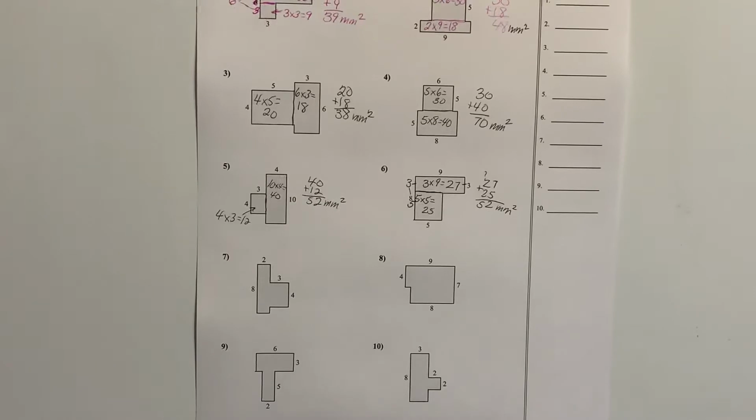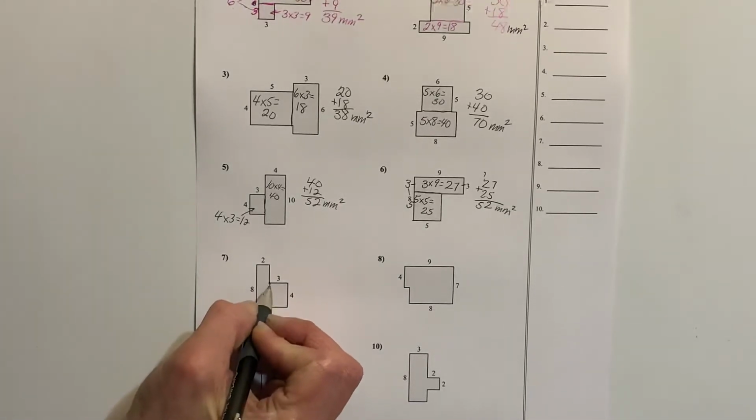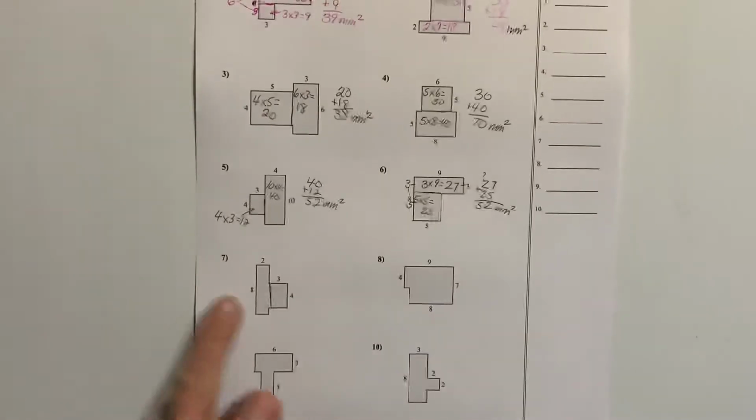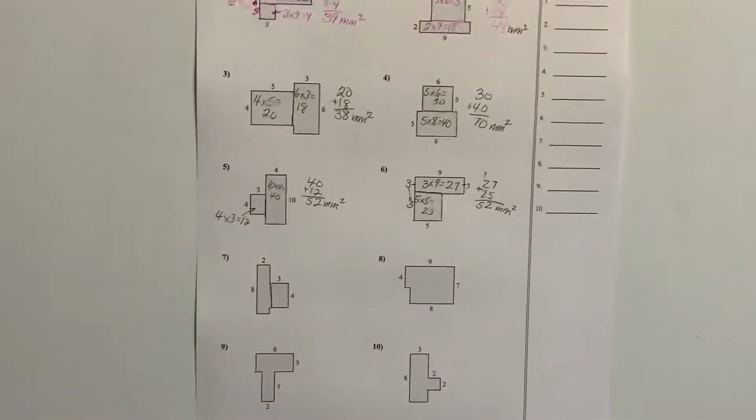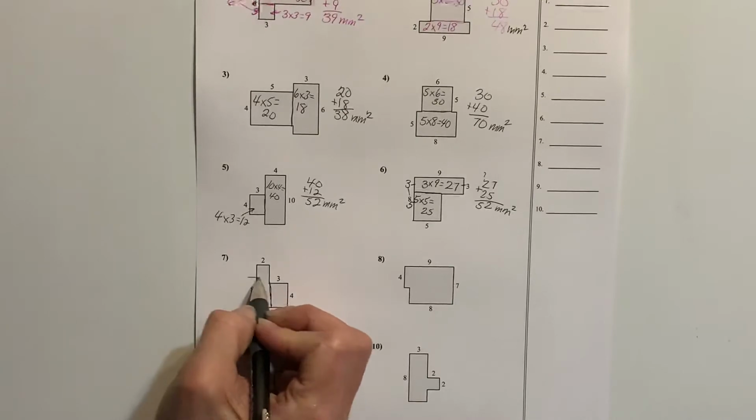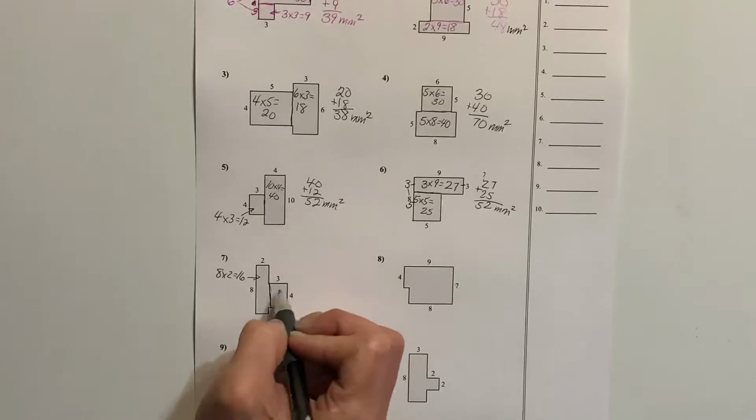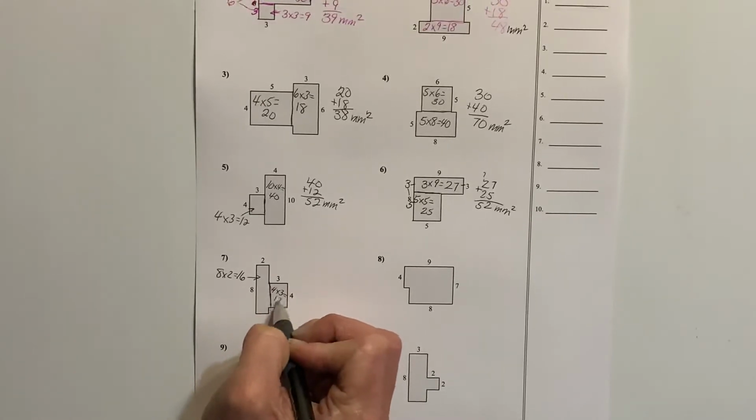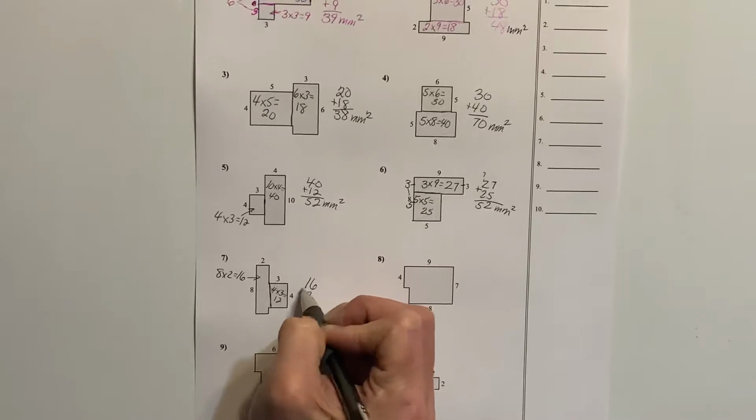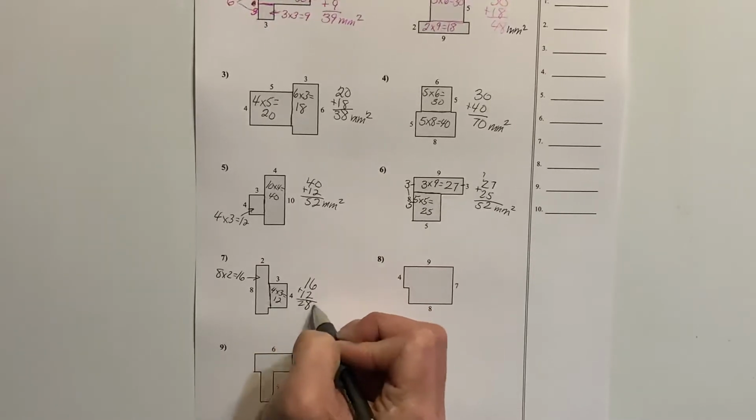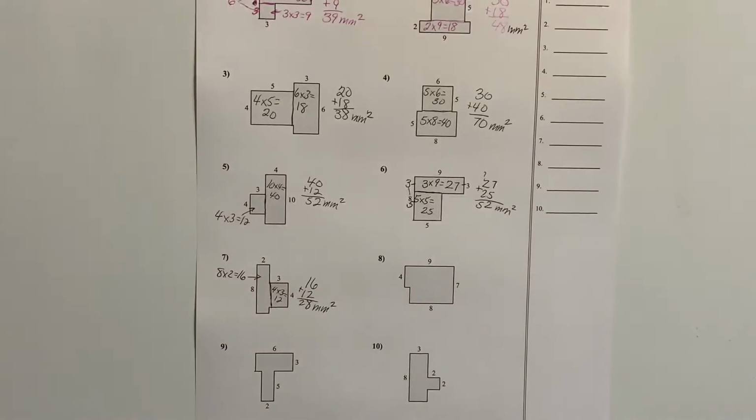All right, so for number 7, I see that I can split this right here, and I've got my rectangle here and my rectangle here. So I've got an 8 by 2. 8 times 2 gives me 16, and this is a 4 by 3. 4 times 3 gives me 12. So I've got 16 plus 12 gives me 28 millimeters squared. So hopefully you're understanding this better, and this is becoming easier for you.